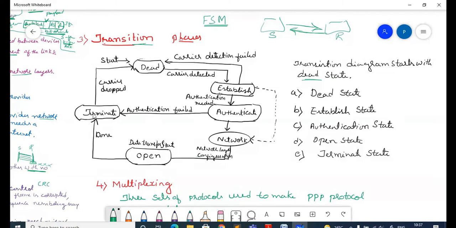No exchange of data is going to take place once it is moving from open to terminate state. Okay, so this is one way where it can come to terminate state.